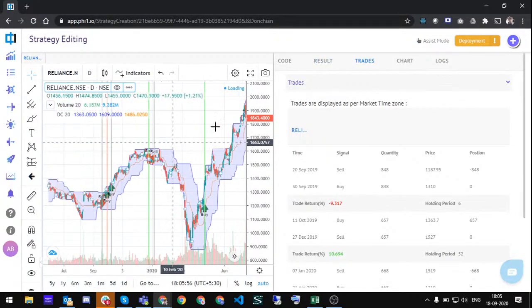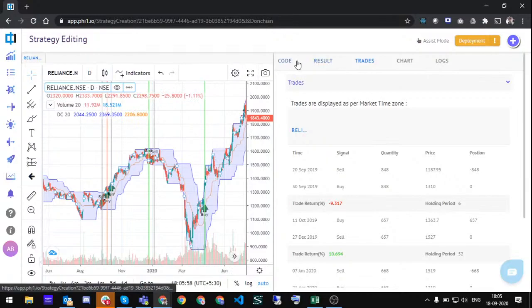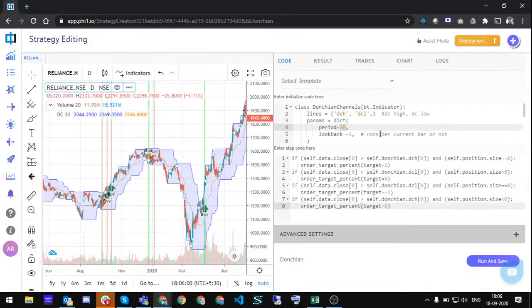So that's Donchian channels. Again, this strategy is basically running on the highest high of the last 21 days and the lowest low of the last 21 days on a rolling basis. And whenever that band gets breached, we take a position that bets on the trend to continue, and this is the result based on that.